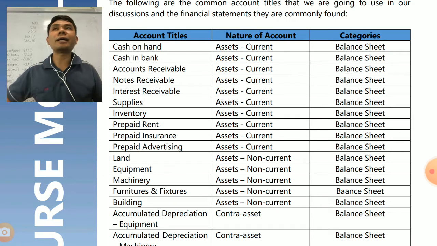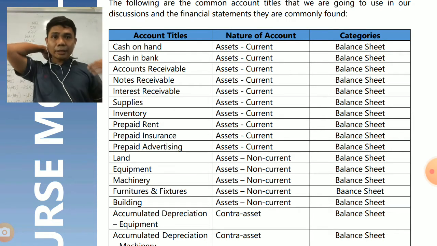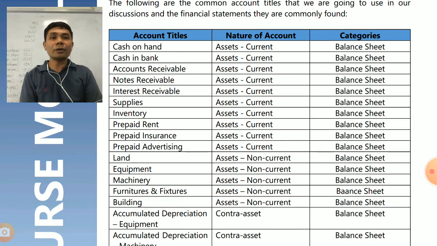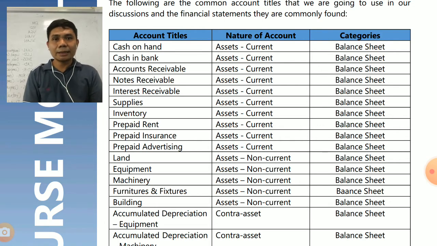So why is it an asset? An asset is something that has future value or benefit for the business. Cash, cash in bank, and the amounts owed to you all bring benefit in the future for the business. Another one, notes receivable.